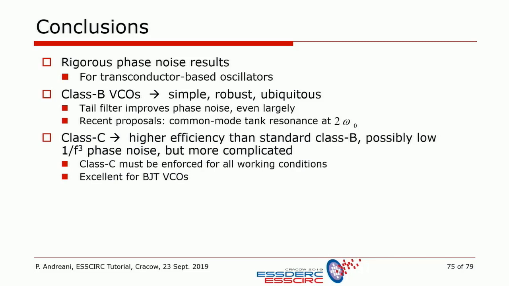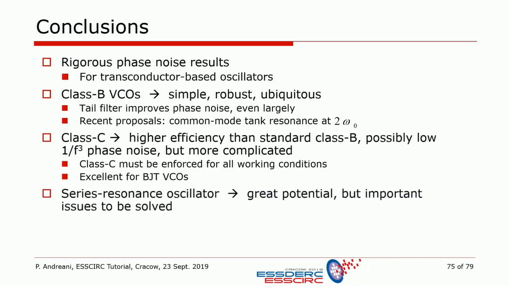The Class C is more power efficient than the Class B, but also more complicated. Definitely it has the promise of having a lower 1/f noise up conversion. The problem is that the Class C must be enforced in all working conditions. Definitely very good for bipolar implementations, because there you don't have any other option really. And the series resonance oscillator, where I've shown you a couple of slides. The potential is there. The question is whether it is going to be implementable or not.